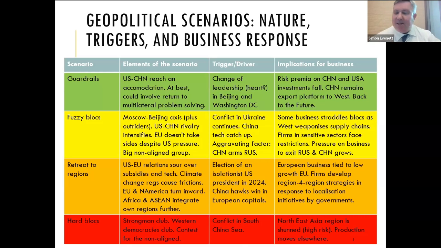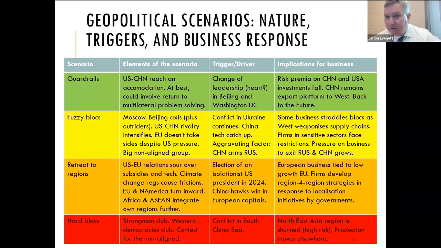The more pessimistic scenarios are the ones at the lower part of the table. You could easily envisage relations between the US and the EU souring. This could be triggered by the election of an isolationist American president and/or China hawks winning in European capitals at the same time. And yet Europe finding it cannot really trust the United States.